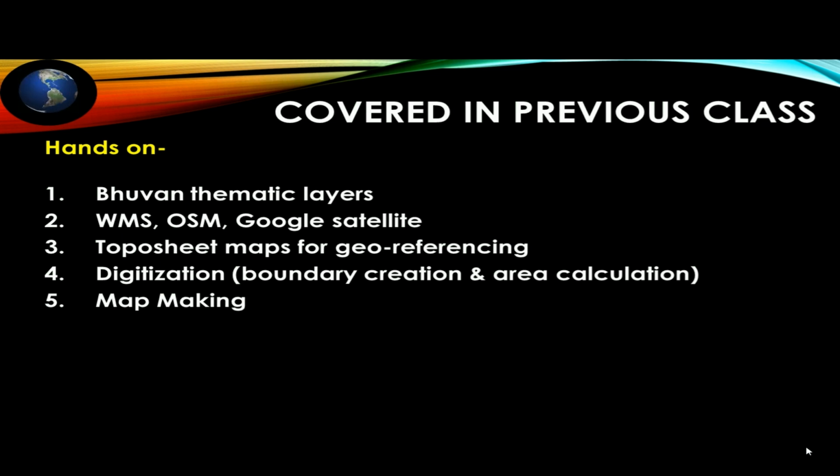I have covered more things with respect to that, like how to bring Bhuvan thematic layers in QGIS, what are web map services and OpenStreetMap, how to bring the Google satellite. They might have given some other way of bringing this tool into QGIS software. What is a topo sheet, how to do georeferencing, and then digitization, boundary creation, like vector data creation of points, lines and polygons.